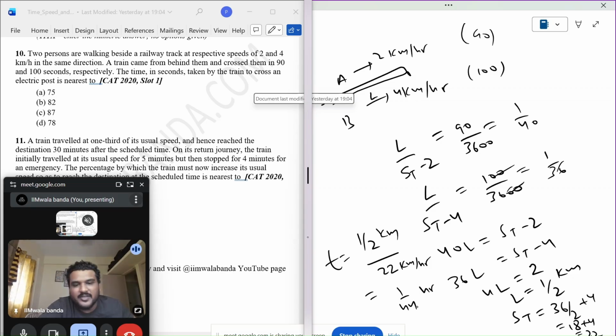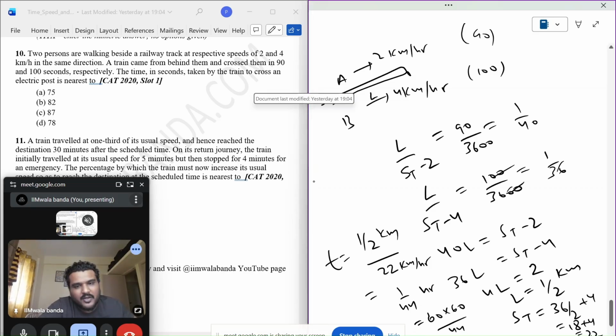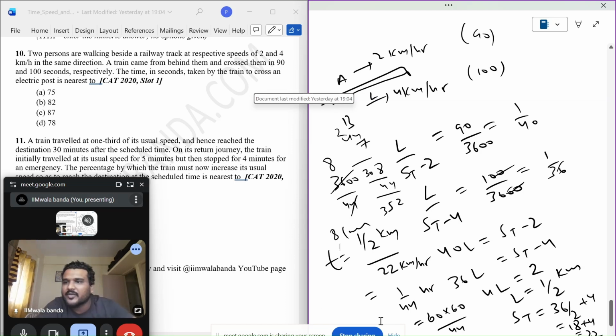Time taken to cross in seconds. Again, convert, multiply by 3600. So 3600 by 44. Looking at the options, let's see, 44 into 7 is 308. And 44 into 8 will be 352. So it has to be 8 point something. So it should be 81 point something, basically. 82 should be the answer.